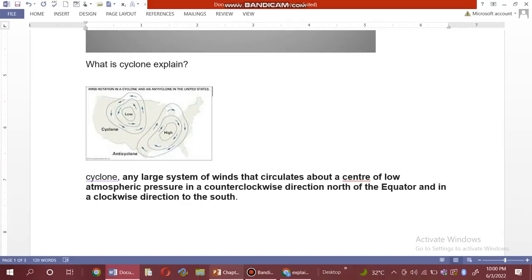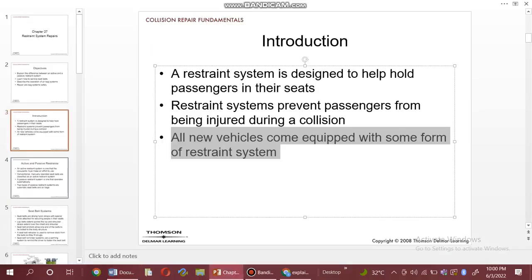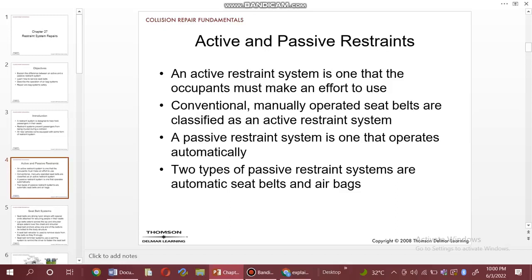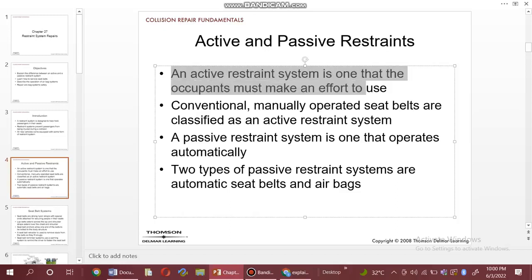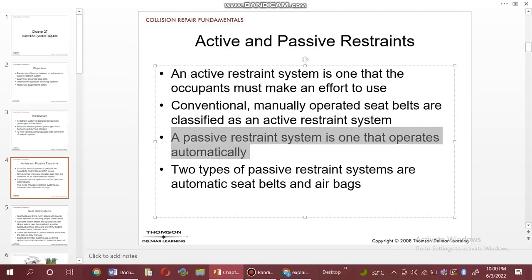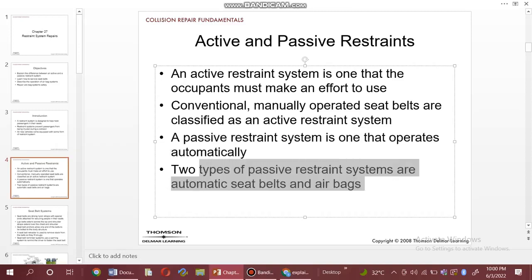Now I go to the PowerPoint slides, and here you can see active and passive restraints. An active restraint system is one that the occupants must make an effort to use. Conventional manually operated seat belts are classified as an active restraint system. A passive restraint system is one that operates automatically. Two types of passive restraint systems are automatic seat belts and airbags.